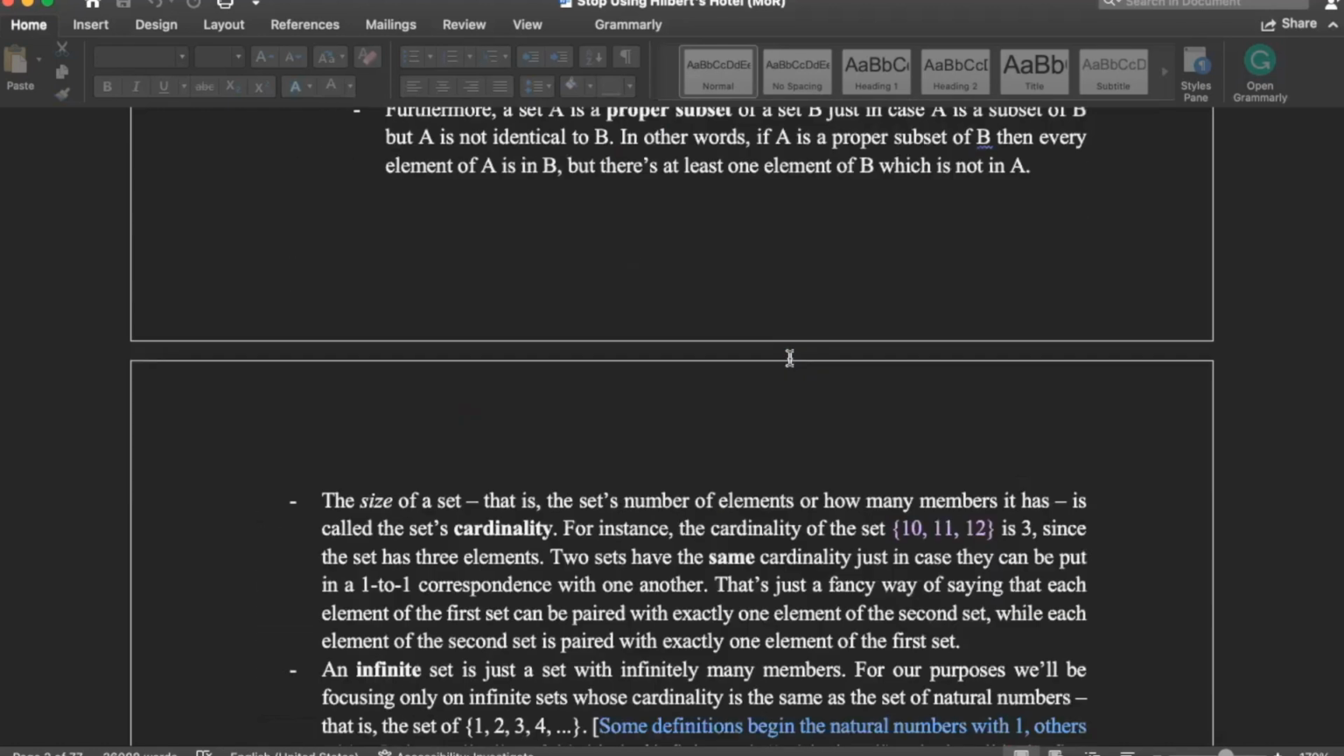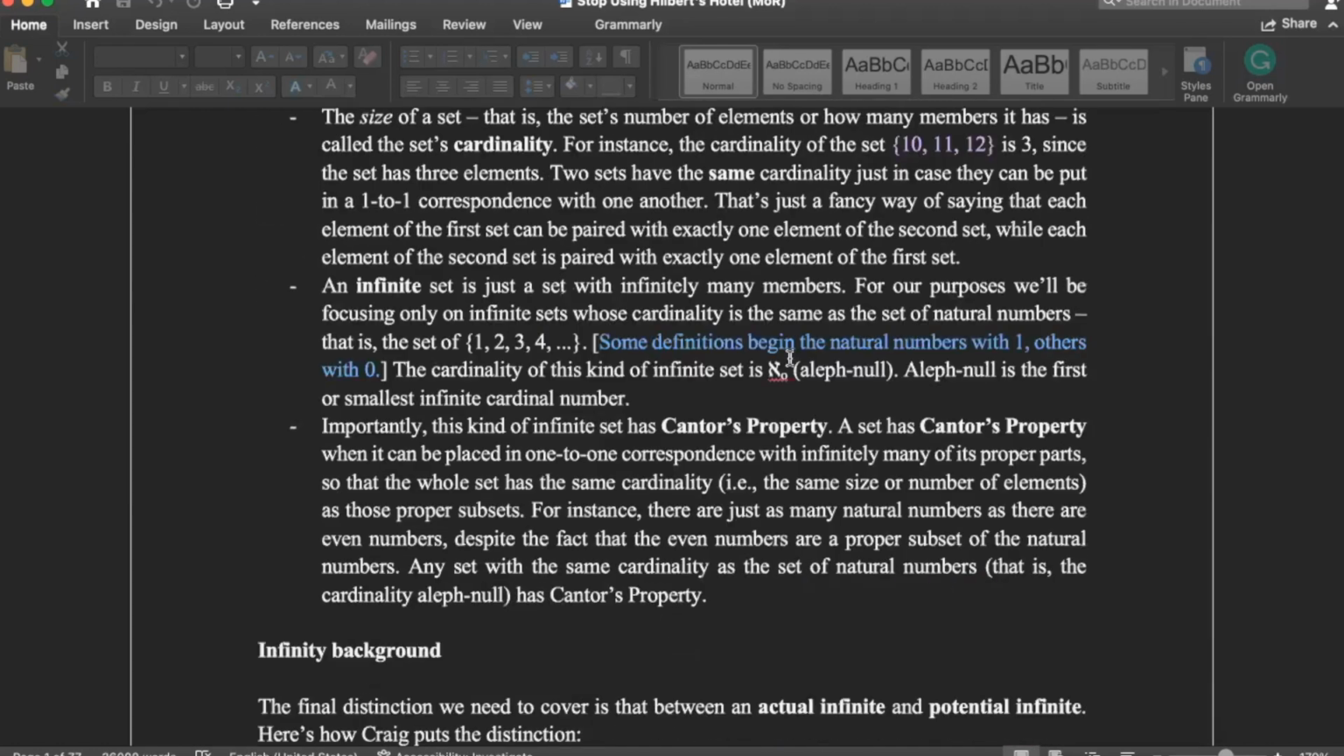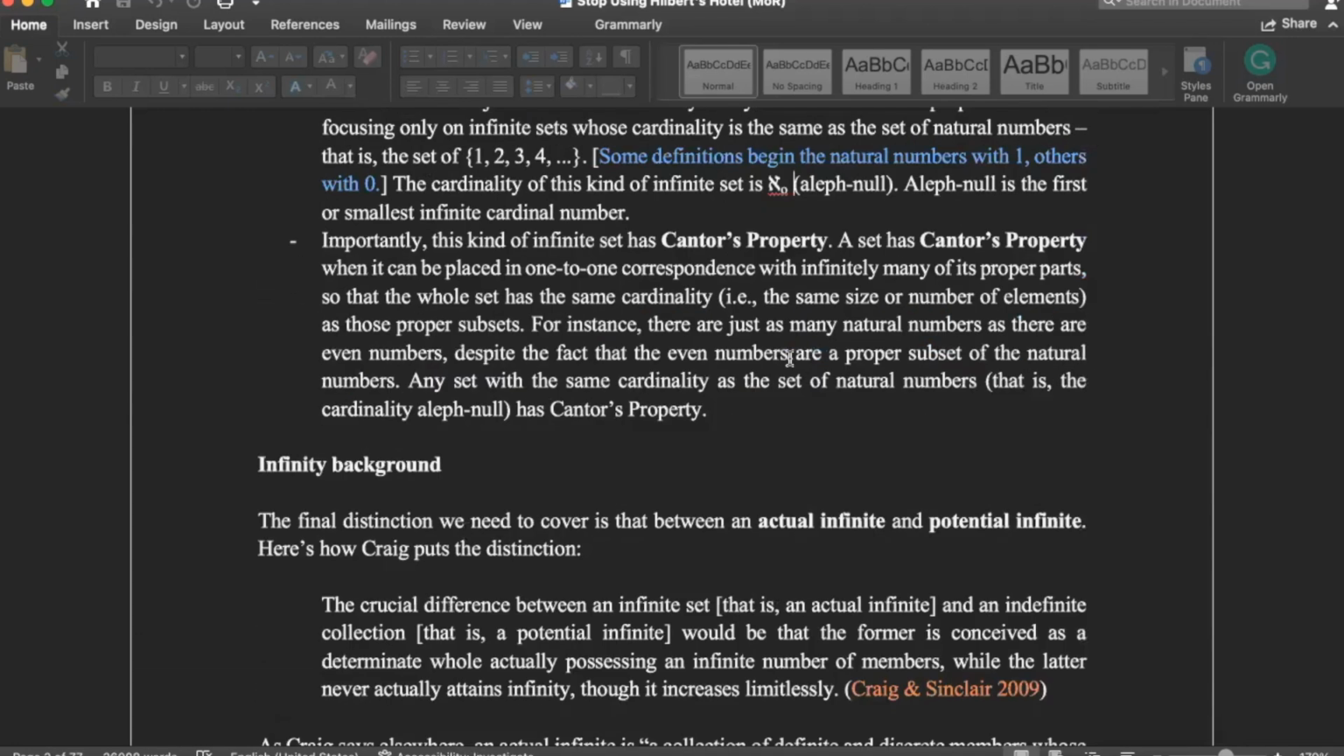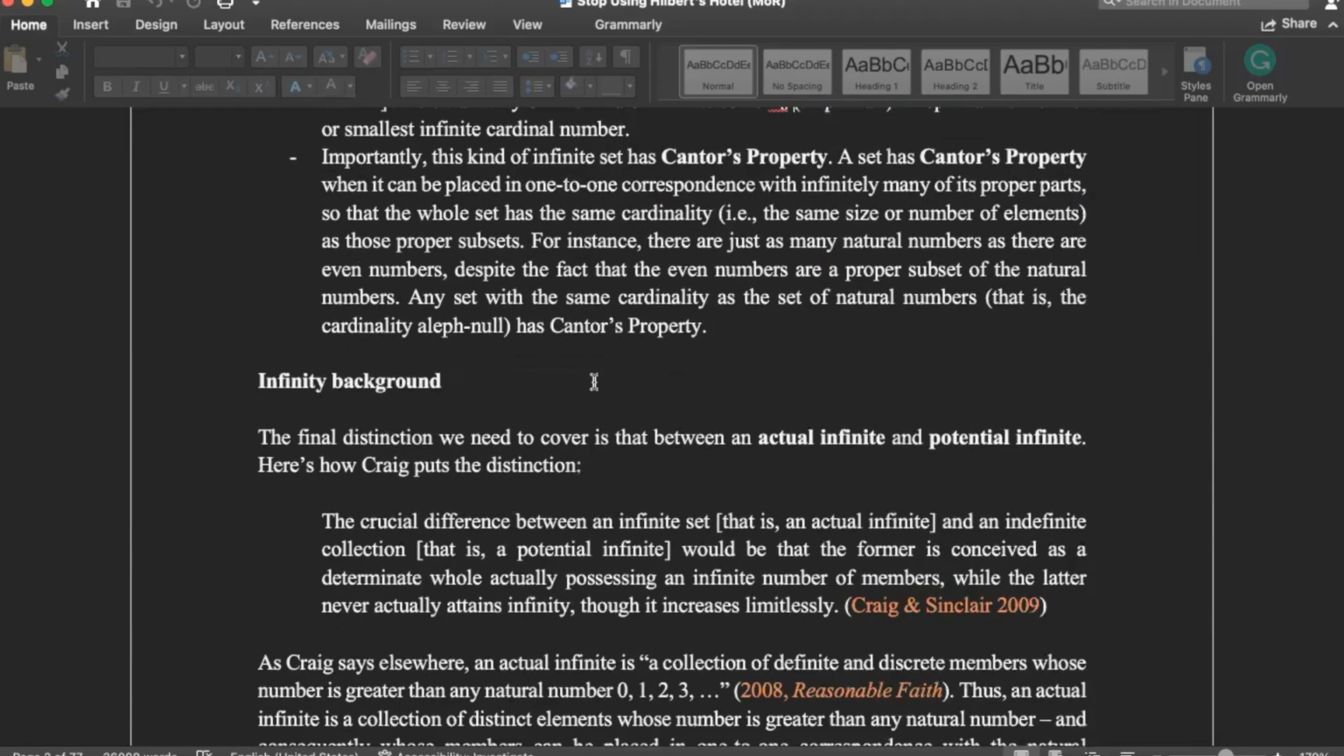Okay, that's the background on set theory. We have to go through this, I'm sorry, but it's important for understanding what we're going to be going through later on. So now let's get some background on infinity.